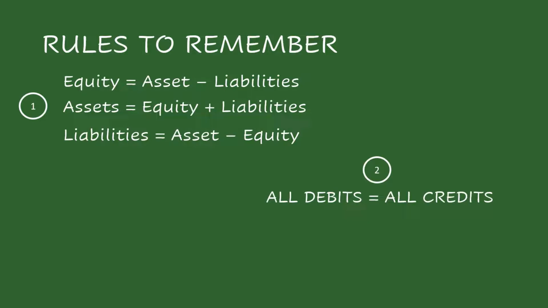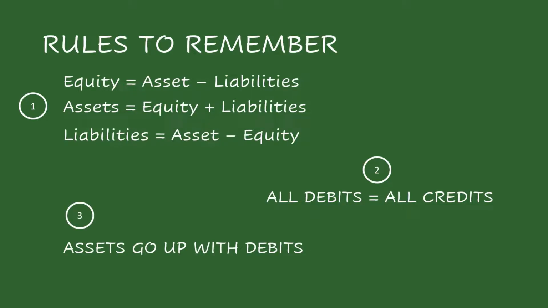The second rule is that all debits must equal all credits. As we saw earlier, each account has a T, which has a left side, which is the debits, and the right side, which is the credits. If you take all the debits from all of your accounts and all the credits from all of your accounts, they must be equal. The third rule is that assets must go up with debits. That is how assets rise, is by giving them a debit.